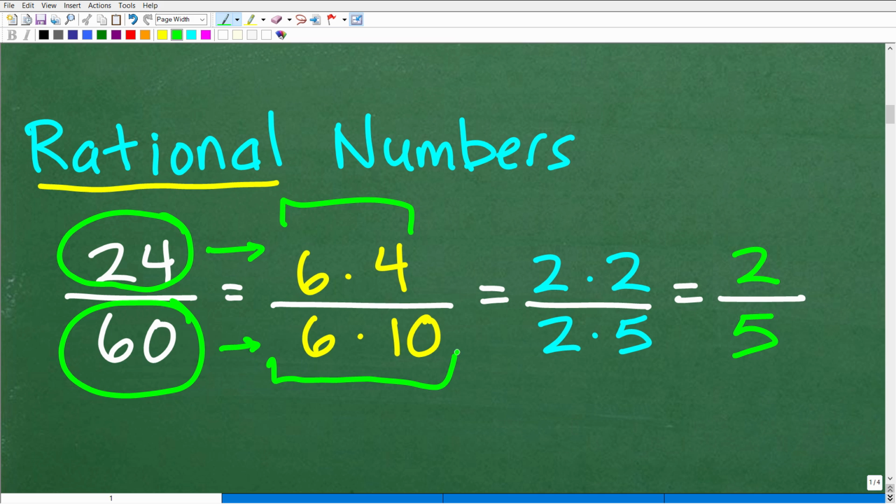Remember, factors are numbers that you multiply together. The product of those numbers gets back to the original number, right? So 6 and 10 are factors of 60, and 6 and 4 are factors of 24.